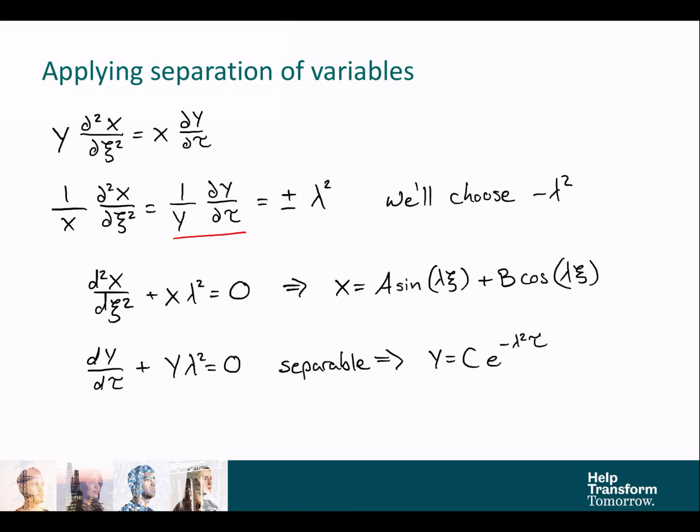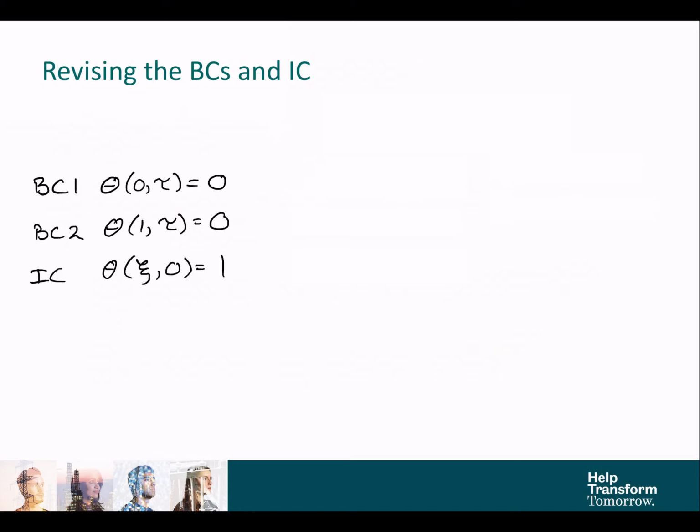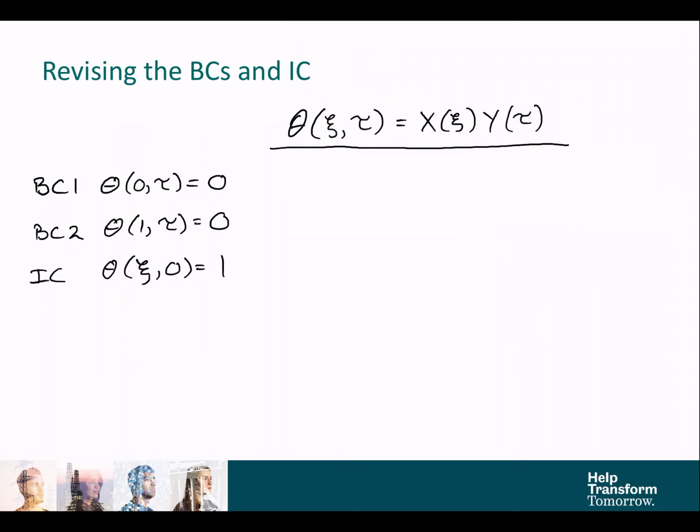So we have the solutions to each of the ordinary differential equations that comprise our separation of variables solution. But in order to apply the boundary conditions for a particular solution, we need to transform our boundary conditions into this new X and Y nomenclature. And so just a reminder, the function we're looking at for theta is X of xi times Y of tau. And so if we write each of these boundary conditions as a multiplier of X and Y, for the first one, xi is 0, so that's X of 0, and tau can take any value on the range, so that's just Y of tau, and that equals 0.